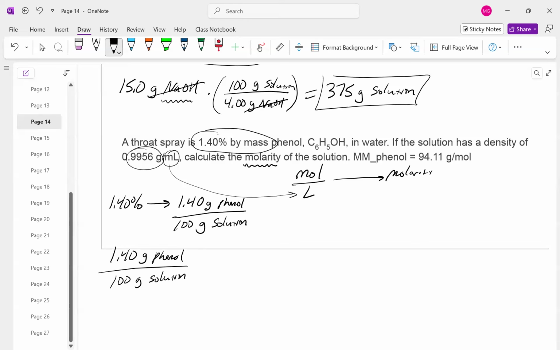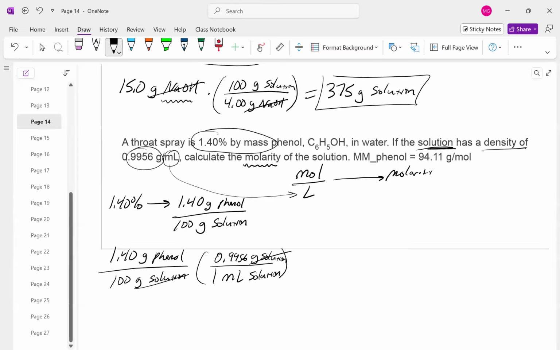Okay. And do I have anything to get rid of grams of solution? Because I want to keep the grams of phenol, since I have to get to the molarity. So notice here it says the solution has a density of 0.9956 grams. What that means is I can put that 0.9956 grams, because that's the solution, in 1 milliliter of the solution. So the grams of solution cancel out.